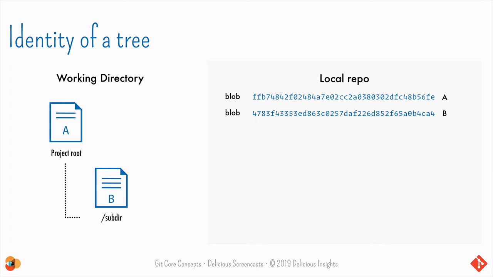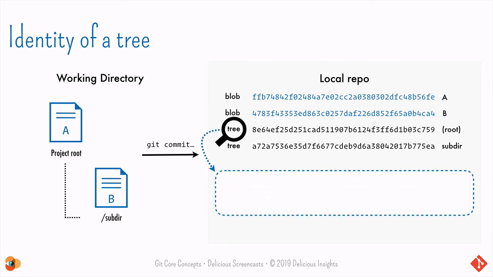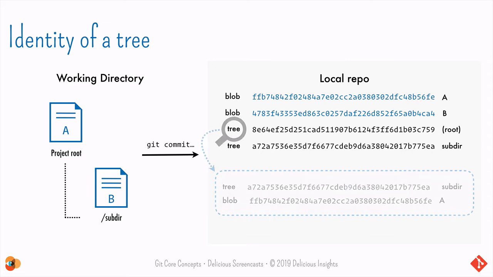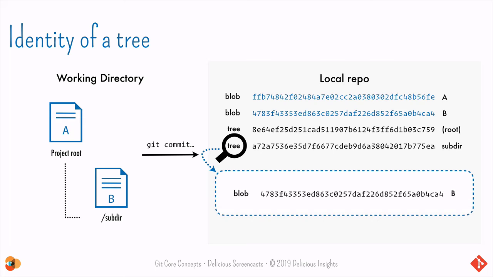Trees are added to the repo at commit time. Here you can see that two tree objects are created, one for the project root and one for the subdirectory. If we look at the tree object for the root directory, we can see that it contains a reference to the tree for the subdirectory and a reference to the blob for file A. It only contains data for its immediate contents, and these data define its identity. In the same way, looking at the tree for the subdirectory, we do see a single reference, this time to the blob for file B.